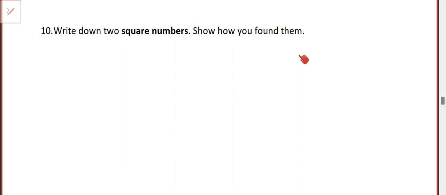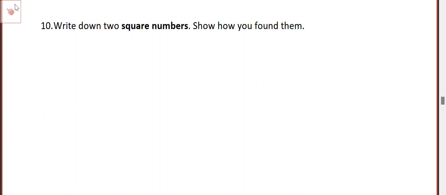Okay? Write down 2 square numbers. Most people got 2 square numbers. All right, so that wasn't hard. But show how you found them. Some people didn't understand or didn't write it down. Basically, a square number is found by doing something times itself. So 7 times 7 equals 49 is a square number. 3 times 3 equals 9 is a square number. That's it. That's how you do it. That's the square number.